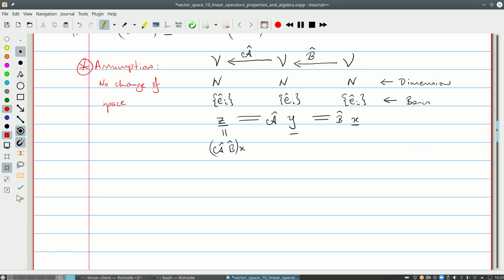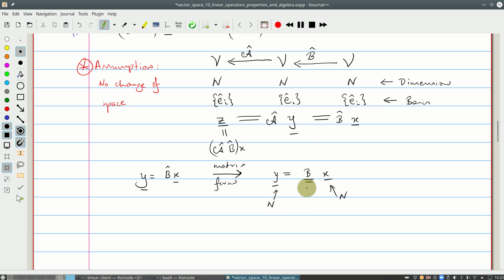So now let's have a look at this. When B operates, the first equation we want to tackle is y is equal to B operating on x, and in matrix form we write this as the column vector y is equal to the matrix B times x. Let's put some dimensions down here. x is an n-dimensional column vector. Because the space hasn't changed, y is also an n-dimensional column vector. So B has to be dimensions n by n. It's a square matrix.